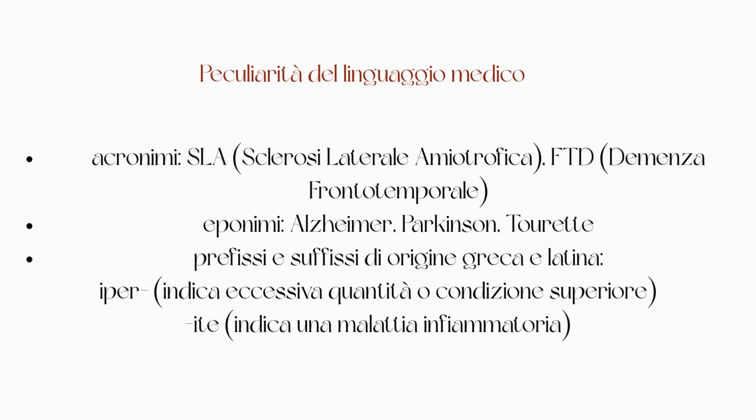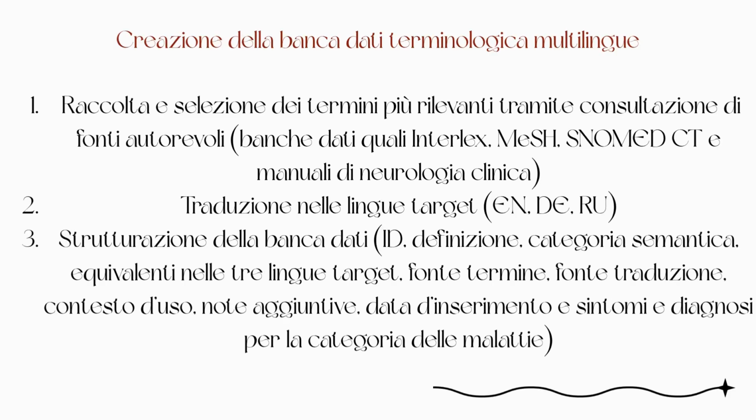My work was structured in several phases. The first one was the collection and selection of terms. I identified relevant neurology terms by consulting sources such as medical terminology databases, clinical neurology manuals, and specialized medical dictionaries. The terms were organized into two main conceptual categories: neuroanatomy and neurological diseases.